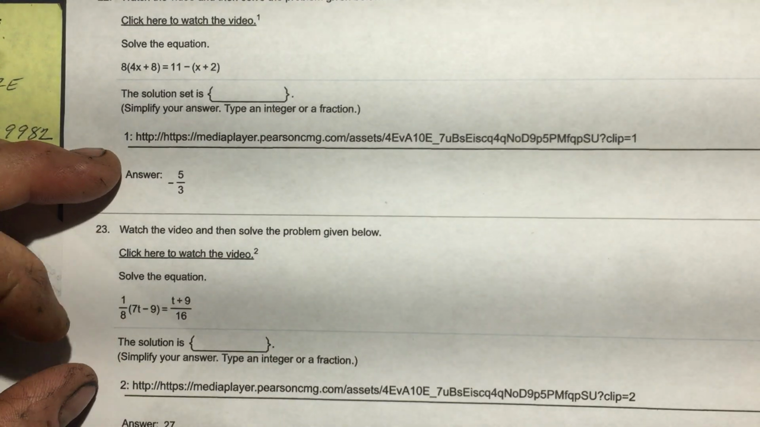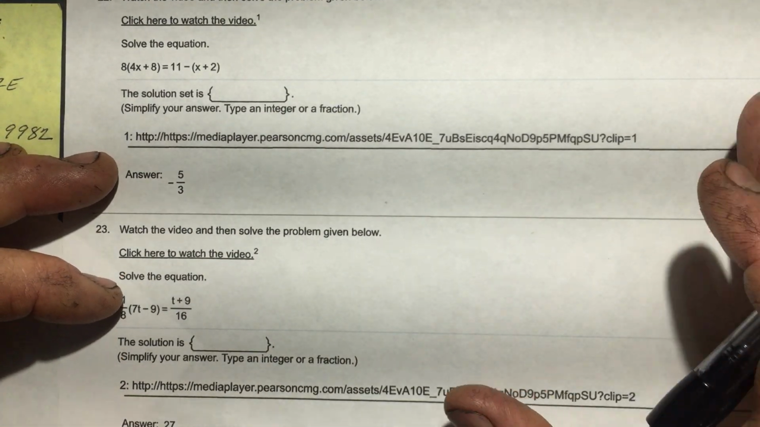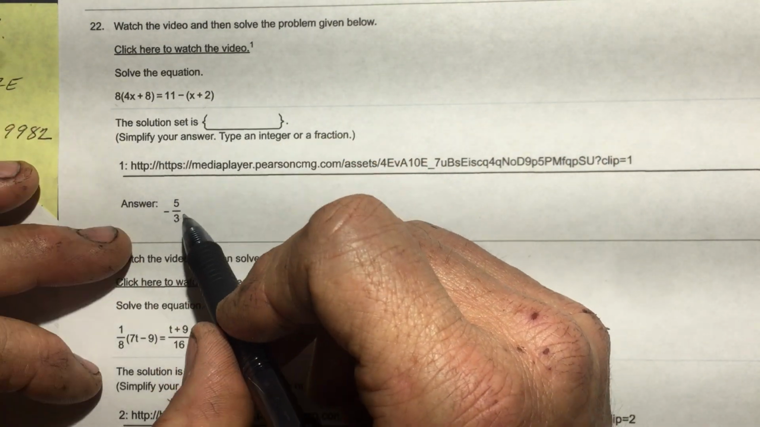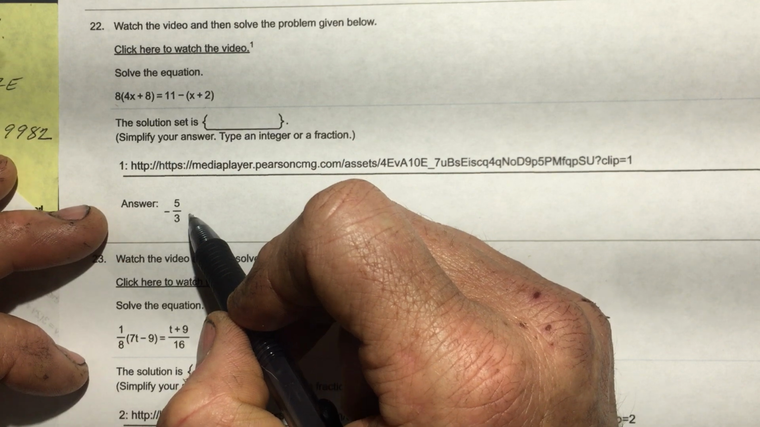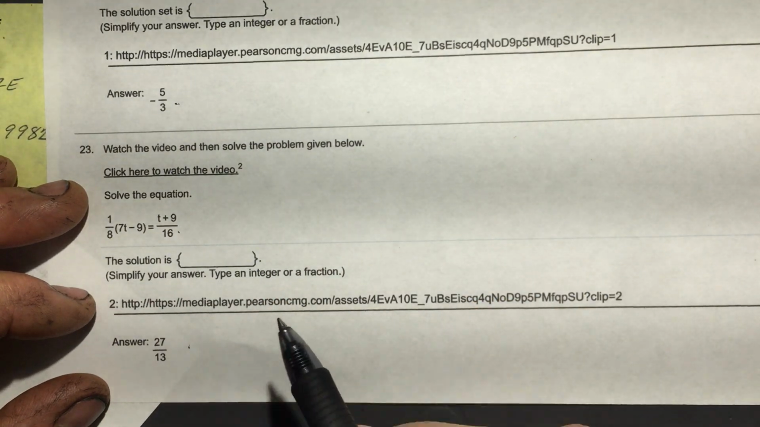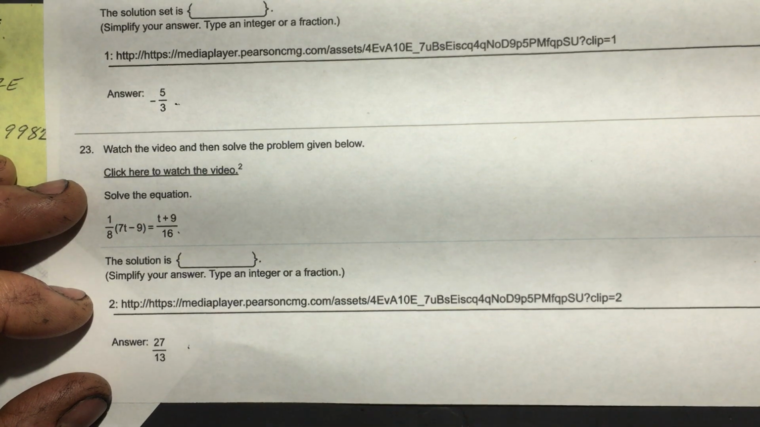And then we have a couple more problems like we did earlier. I'll leave these on there so you could pause them and try them yourself. Here's this problem, and there's the answer. And on this one, here's this problem, and there's the answer. So you try those yourself and see if you don't get these answers.